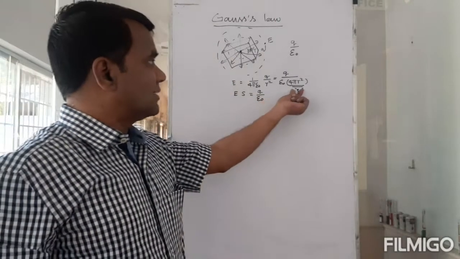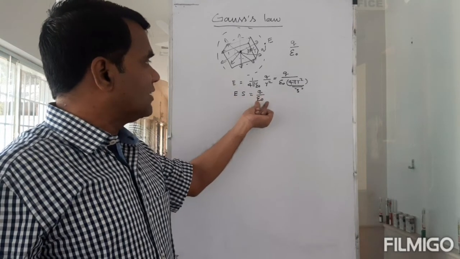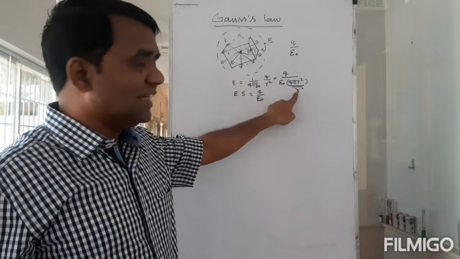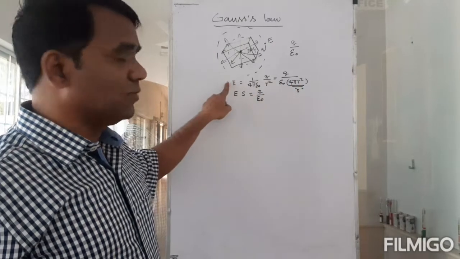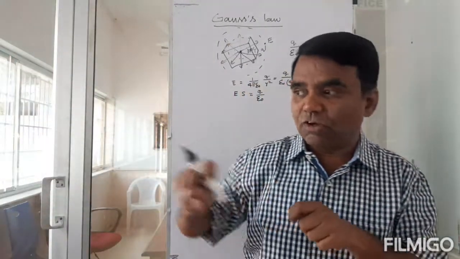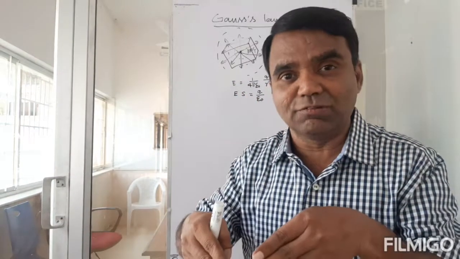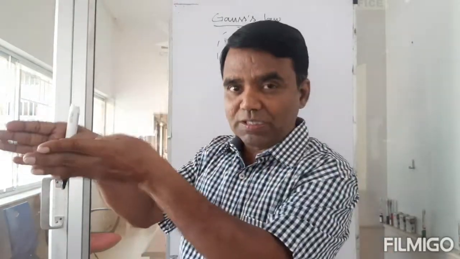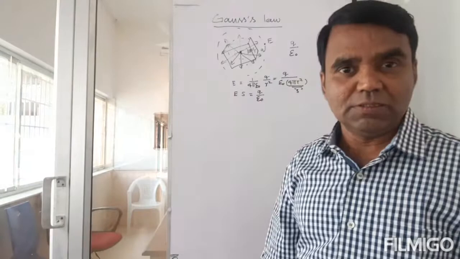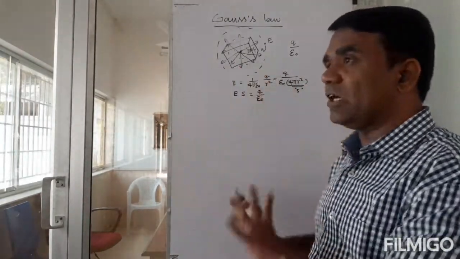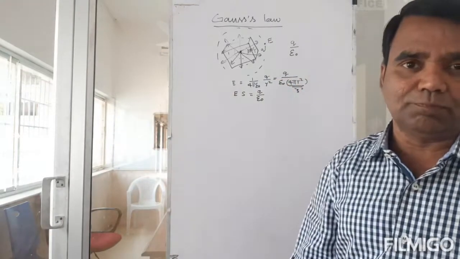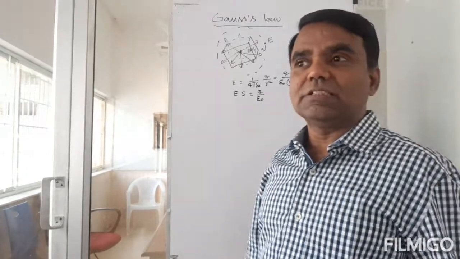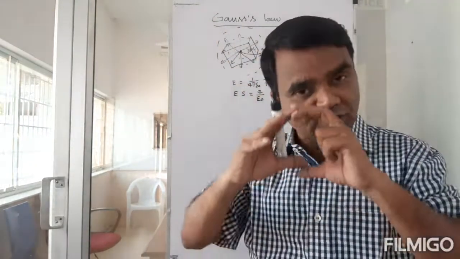Now notice that this E into S will always be equal to Q by epsilon naught. Notice if S increases, that is r increases, E must come down. It's obvious, right? r increases, which means that you're further away from the charge, so the electric field must be smaller because you're going away from it. So if S increases, E must come down. If E increases, S must be small. But this E multiplied by S combination must always be equal to Q by epsilon naught. This is the surface area. The Gauss law comes from this idea basically. There is a rigorous mathematical proof for it. Even though we've done this for a sphere, it is true for any surface.